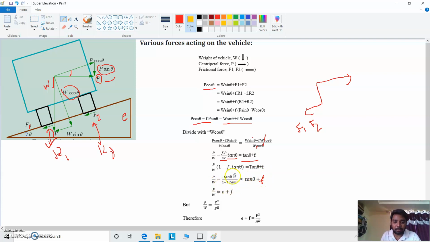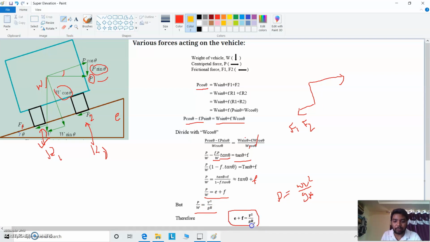And then after simplifying the equation, we end up with P by W equal to E plus F, and we all know that P by W is the centrifugal force ratio, and for the centrifugal force, P can be written as W V square by GR, right? And W is here, so that V square by GR can be equated, so that when P by W is equal to V square by GR, then V square by GR is also equal to E plus F, and that gives the super elevation considerations and analysis.